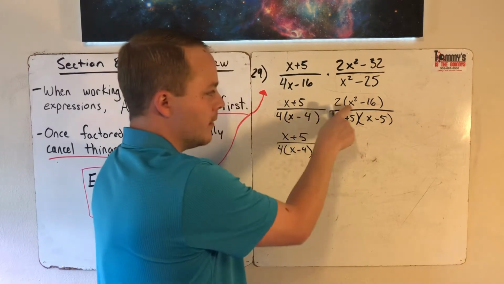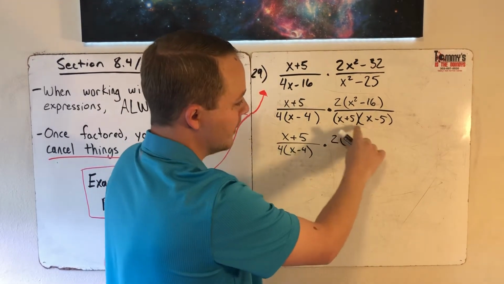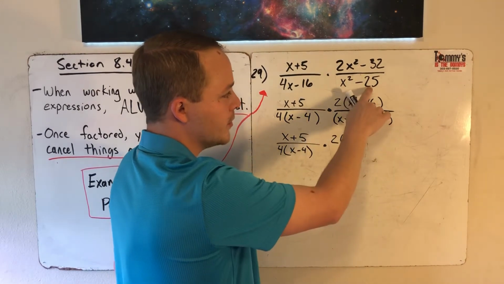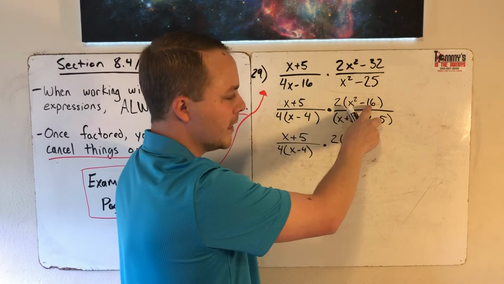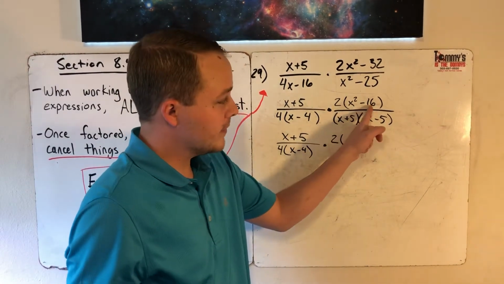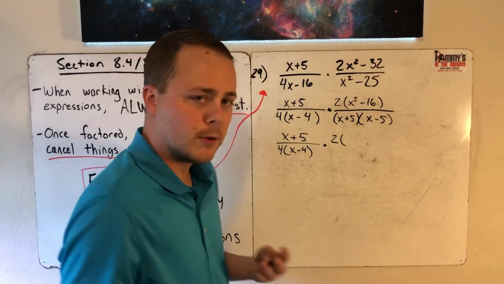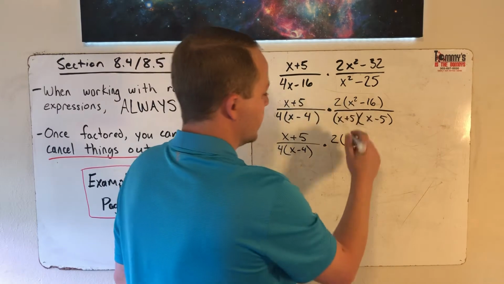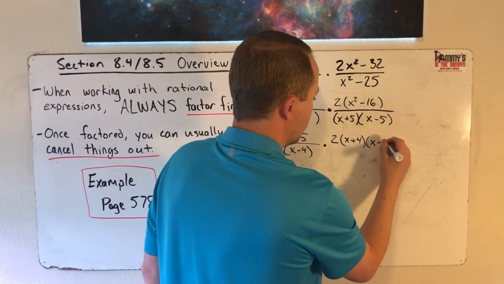Okay. This factors very similarly to how this one did, okay? But instead of a positive 5 and a negative 5, which gave you this negative 25, right? You've got a negative 16 here. So your two numbers that multiply together to get negative 16, but then when you add them together, you get 0. That's positive 4 and negative 4. So this factors into x plus 4, x minus 4.